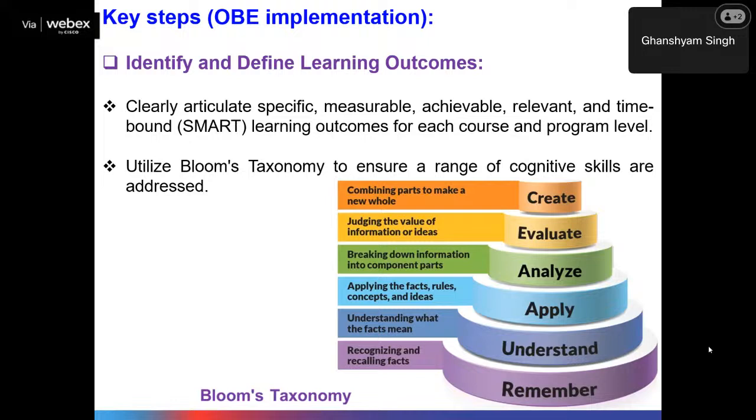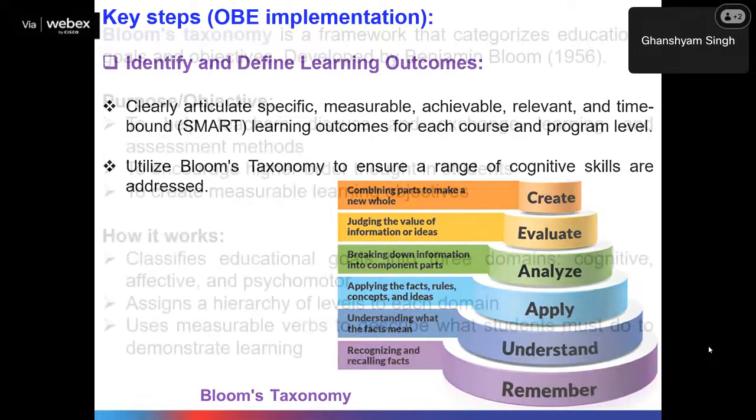Like first, we need to deliver the content in a way that initially they start remembering the topics, then they start understanding the particular thing, then they start applying their knowledge, then they should be able to analyze whatever they have applied for a particular application. They should be able to analyze and evaluate the results, and finally create something from their knowledge.